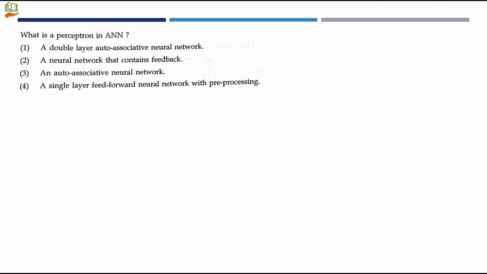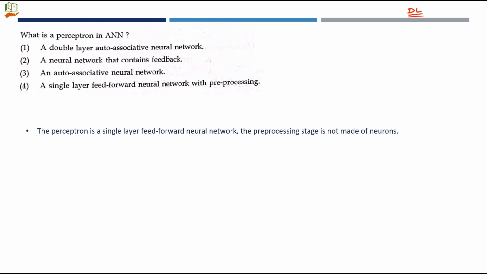Next question. What is a perceptron in an artificial neural network? Let me again remind you of the deep learning series available on the channel, where I talk about perceptrons, single layer perceptrons and multi-layer perceptrons. Now let's start. A double layer auto-associative neural network, a neural network that contains feedback, an auto-associative neural network, a single layer feed-forward neural network with pre-processing. The perceptron is a single layered feed-forward neural network.